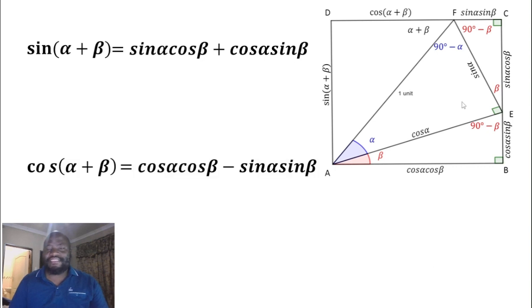So this is a nice derivation that simultaneously finds the formulas for sine alpha plus beta and cos alpha plus beta in a very smart way, in a very clean way. And then I think this should be taught or shown to learners.